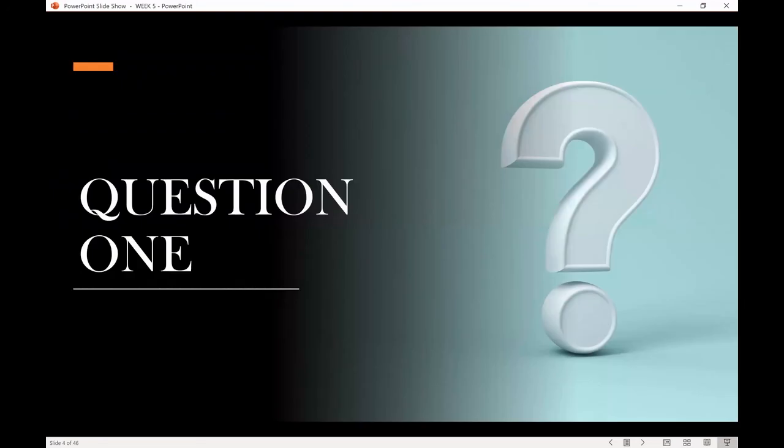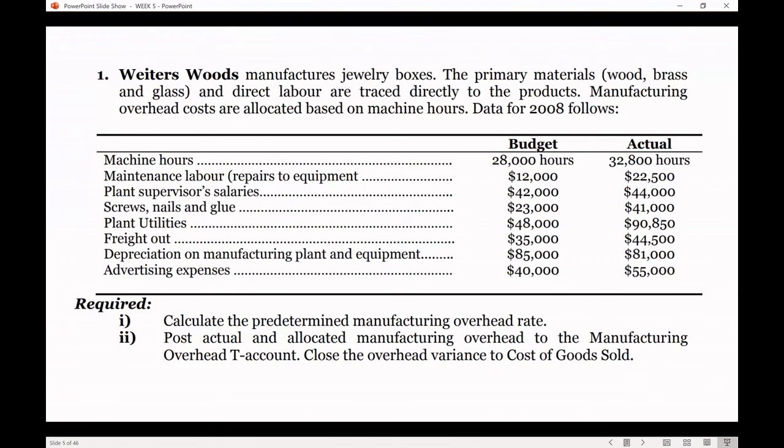So let's look at a question to start off. So here, Waiters Wood manufactures jewelry boxes. The primary materials are wood, brass, and glass, right? Those are our primary materials. Direct materials and direct labor are traced directly to the product. And this is evident because we know your direct materials, which are your primary materials, and your direct labor are directly traced to the product.